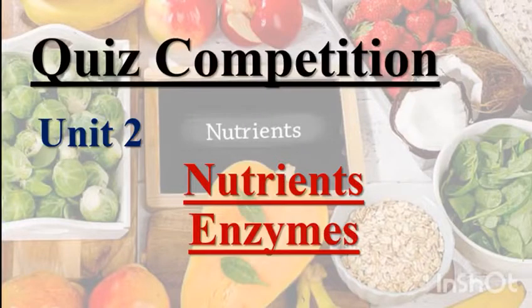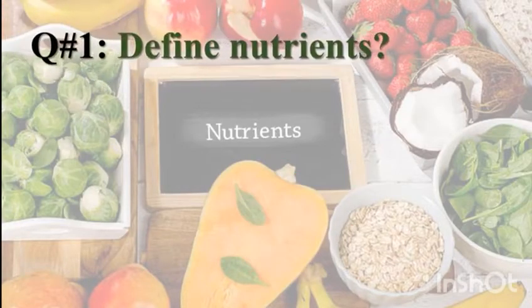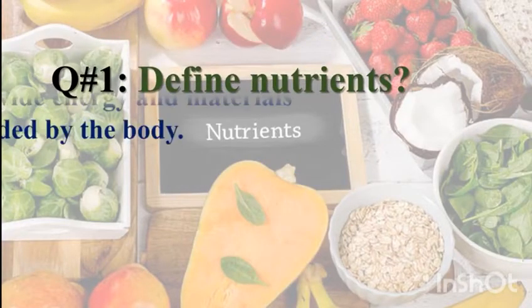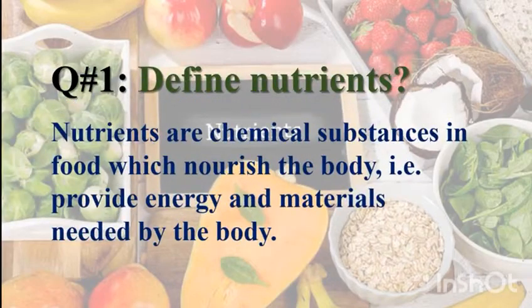So mainly we have to discuss the quiz of the chapter nutrients and enzymes. So let's see what is the first question. Define nutrients. You people have to define. So what is the definition of nutrients? These are the chemical substances in food which nourish the body, that is, provide energy and materials needed by the body. They provide those materials, those substances to the body which are necessary for energy, for growth, for maintenance.